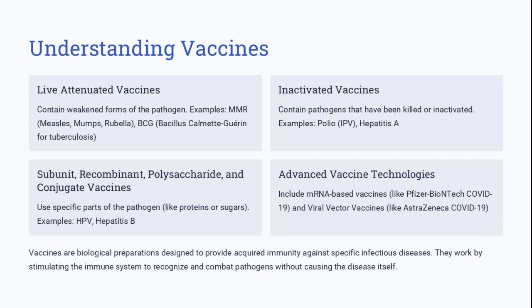Vaccines are biological preparations designed to provide acquired immunity against specific infectious diseases. They work by stimulating the immune system to recognize and combat pathogens without causing the disease itself. There are various types of vaccines, including live attenuated vaccines, inactivated vaccines, subunit, recombinant, polysaccharide, and conjugate vaccines, as well as advanced vaccine technologies like mRNA-based and viral vector vaccines.